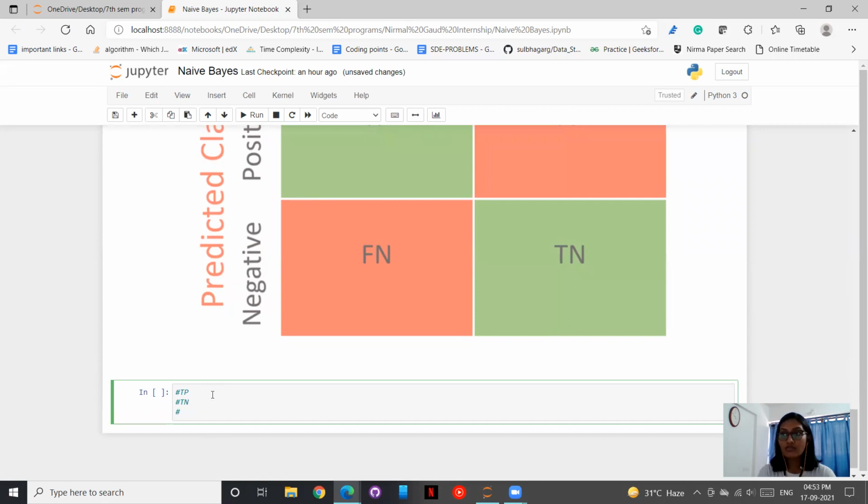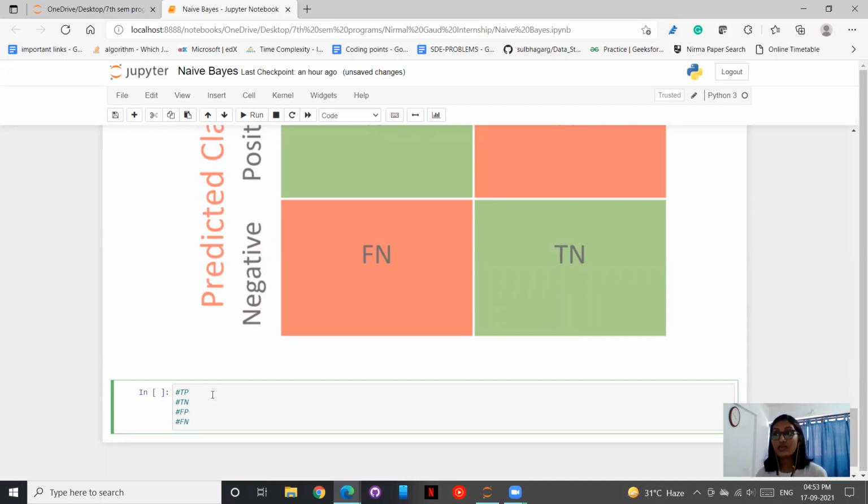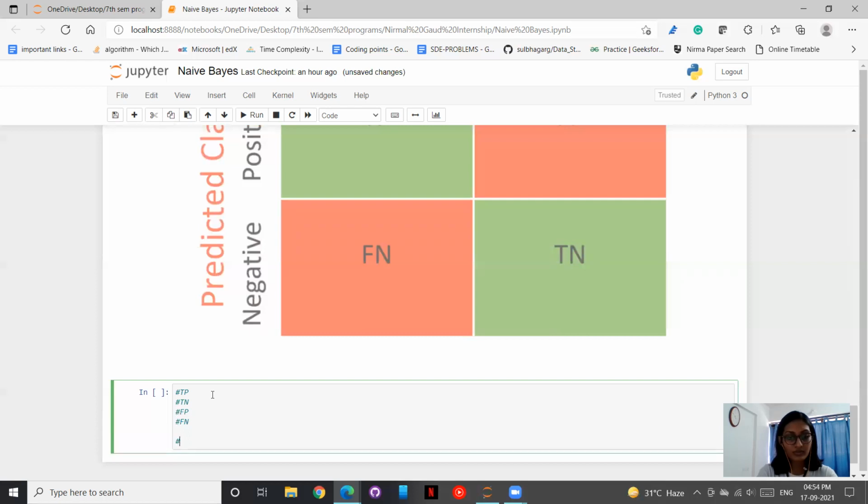Thereafter, we have false positive. When the actual class is no and it has been predicted yes, then that comes under false positive. And thereafter, we have false negative. This happens when the actual class is yes, but the predicted class is no. That is how we'll come forward to precision now.